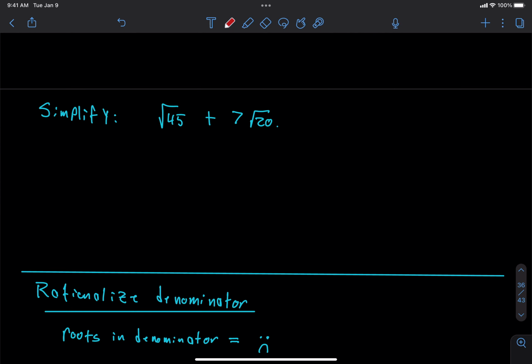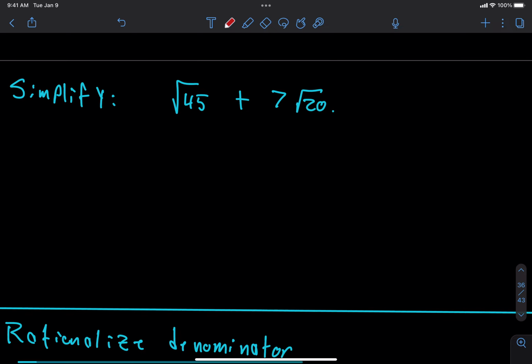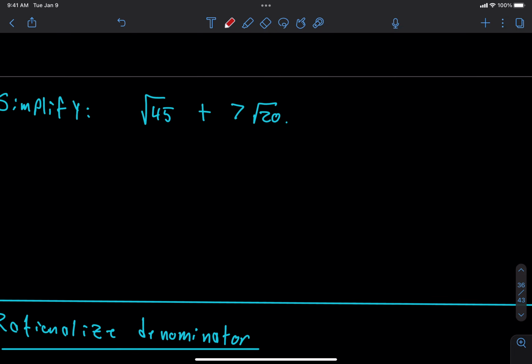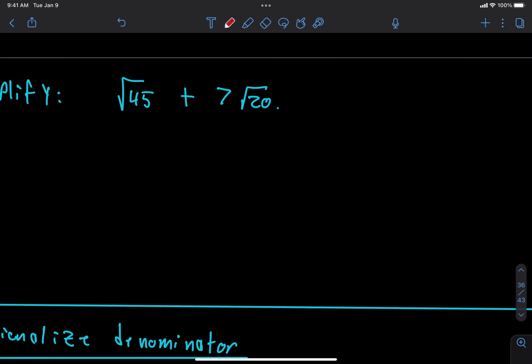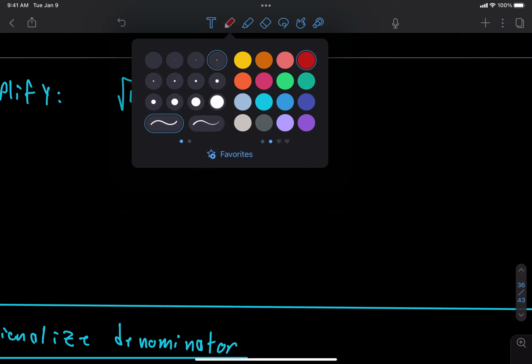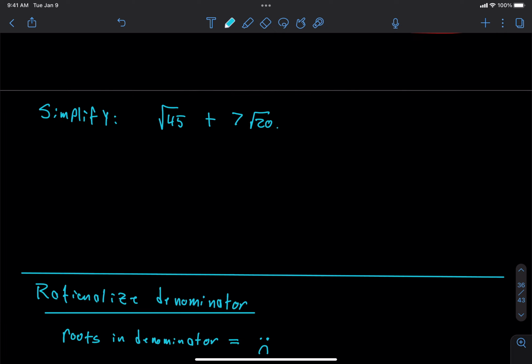Okay, so let's do some simplification. Well, can I combine these? I've got a square root 45 and a square root 20. No, they're different square roots. But there is something that I could do first that might help us to eventually add them together. And that is to simplify. So I'm going to take 2 steps here. One is simplify roots. And 2 is combine like terms.